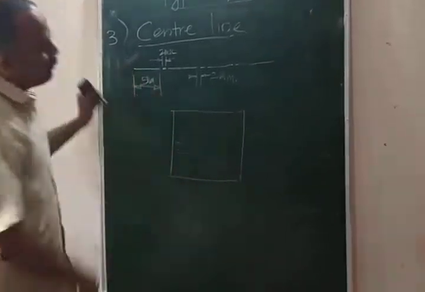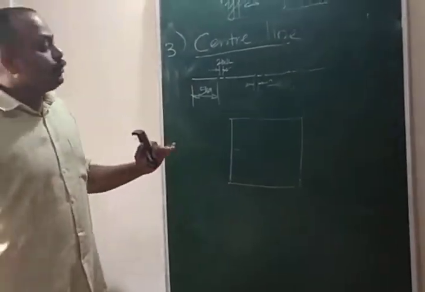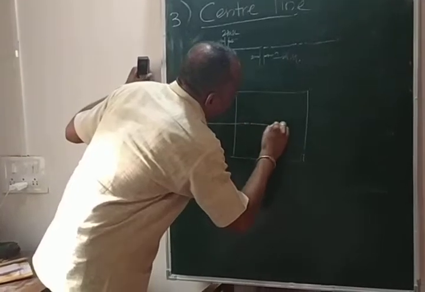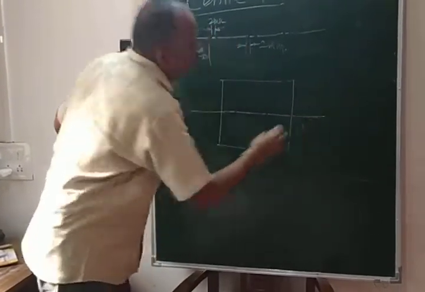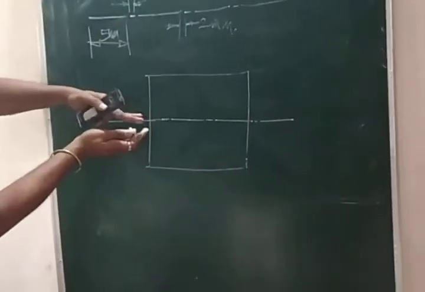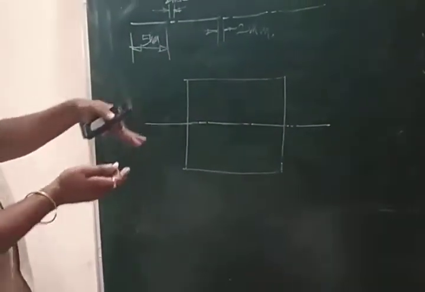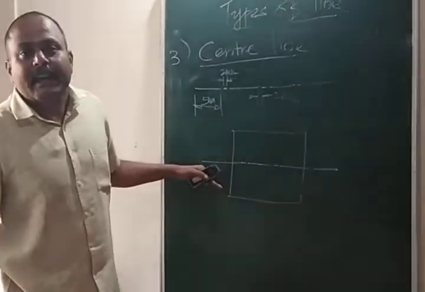Suppose this is an object or this is a square, and I have to draw a center line. It means the center line moves in the center of this object. Due to this, the square is divided into two parts, but symmetrically. That's why I can say this type of line is a symmetric line also.